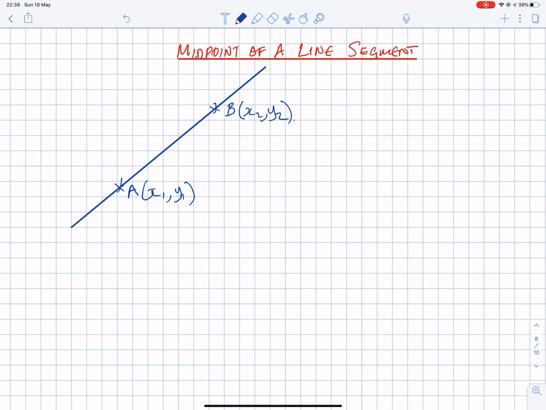Now if we want to find the midpoint of this segment, we need to find a point which is halfway between A and B. So let's say somewhere there, that's your midpoint. And how do we find the midpoint? Well, the midpoint is just taking the mean of the x values and the mean of the y values. So the coordinate of the midpoint is x1 plus x2 divided by 2, and taking the y's, y1 plus y2 divided by 2. Right, that's as easy as that.